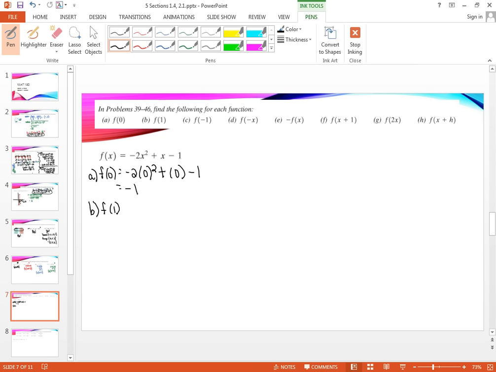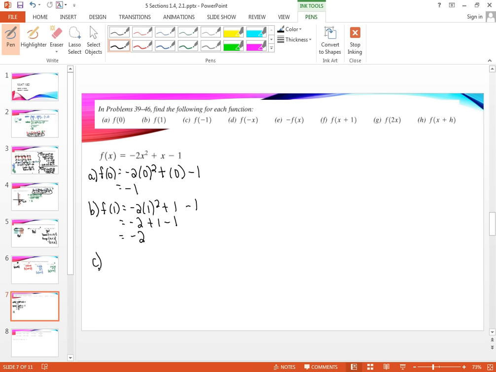F of 1 is B. So everywhere you see x, substitute a 1. So negative 2 times 1 squared plus 1 minus 1. So 1 squared is 1 times negative 2 is negative 2 plus 1 minus 1. That is negative 2. Get the hang of what we're doing? We're just crunching numbers.